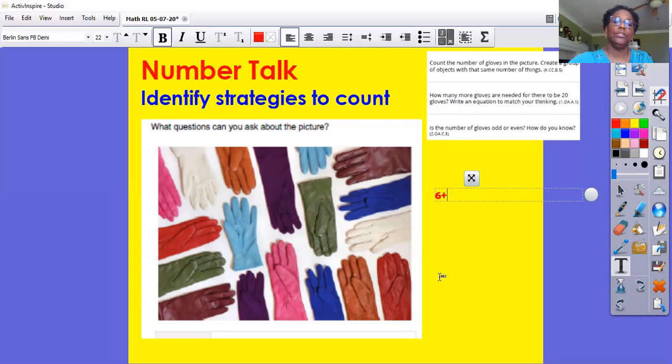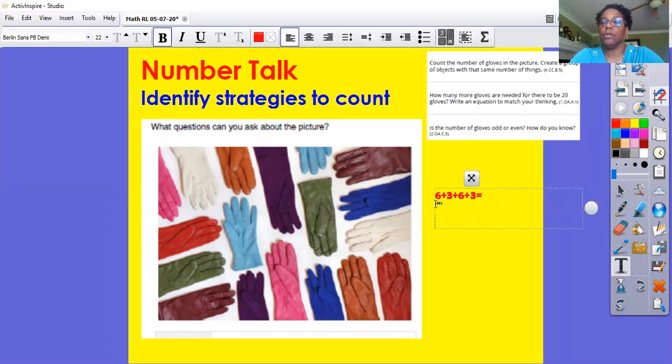We have 1, 2, 3 going that direction, plus how many are going up? 1, 2, 3, 4, 5, 6. 6 plus 6. And then the ones that are going this direction, 1, 2, 3, equals 6 plus 3 equals 6, 7, 8, 9. So here's 6 plus 3 more.